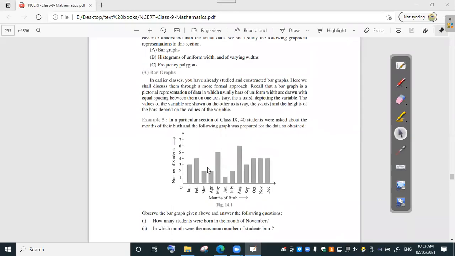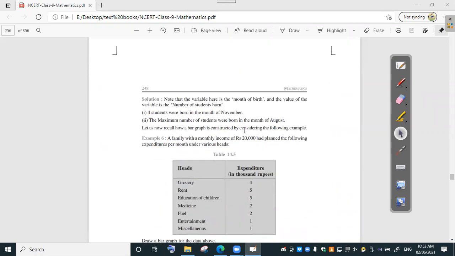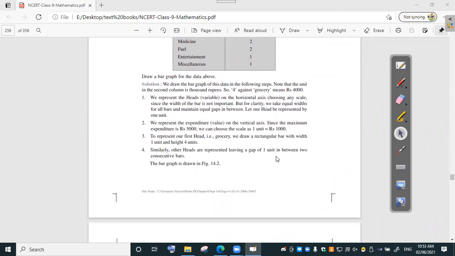In a bar graph, there is a constant distance between two bars. So from the given bar graph, we can find whatever is asked. But whenever expenditure is given, like grocery 4,000 rupees, under some headings: grocery, rent, education, medicine, fuel, entertainment, miscellaneous, then we have to draw the graph.